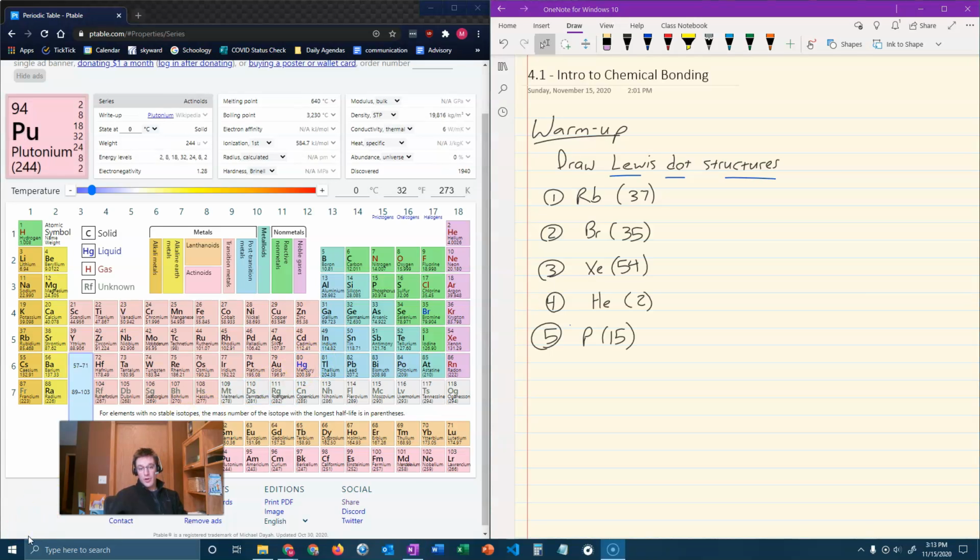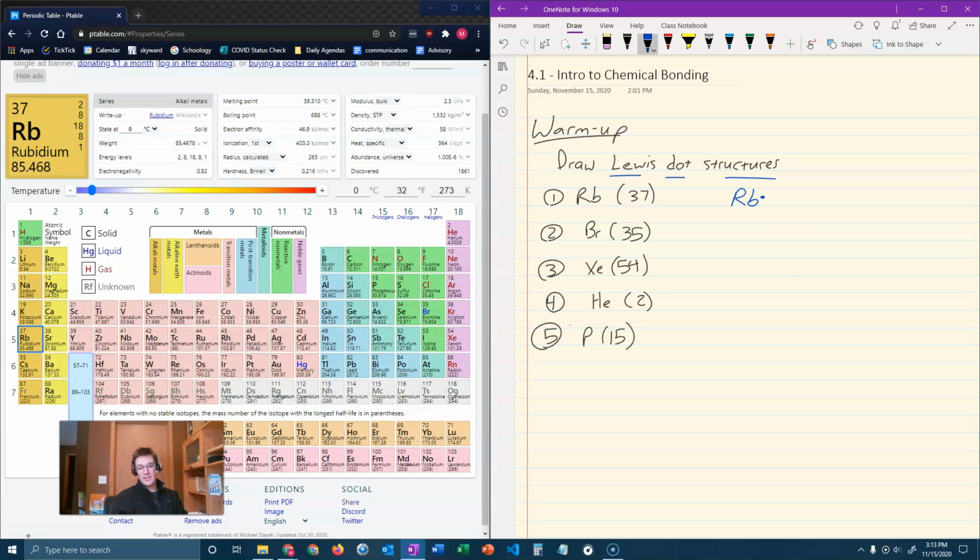Alright, so you've paused the video. You might have had to look backwards in your notes to remember what a Lewis dot structure is. And as you can see from my screen, you've had a periodic table up on your screen to help you. So rubidium number 1 is right here. It's number 37, and it is in group 1. So that means rubidium has one valence electron.